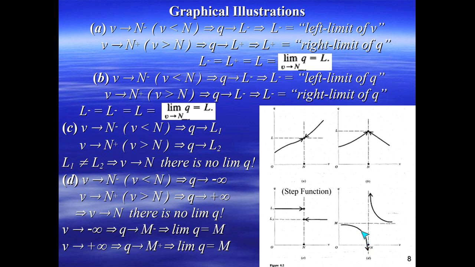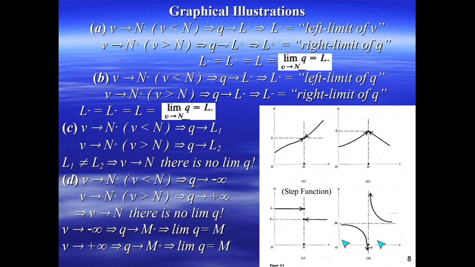But where does the function go? For instance, when v goes to minus infinity, when v becomes smaller and smaller, the function values go towards m. So limit of q when v goes to minus infinity is m. And when v goes to plus infinity, this is the direction, the function makes this movement. So it descends, it goes down towards m. So limit of q when v goes to plus infinity is m, you see.